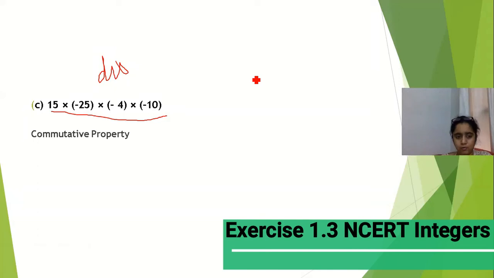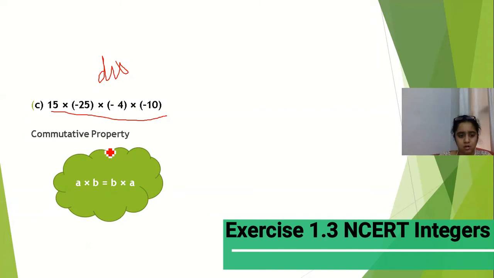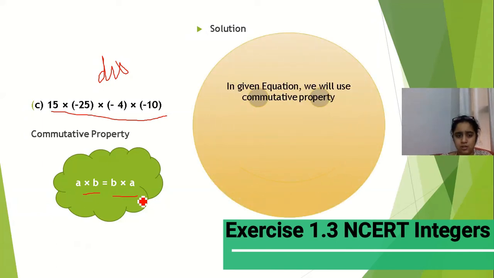So what we have to do in this, we can shift these numbers with each other by using the commutative property. My commutative property is that a multiplied by b equals b multiplied by a, which I have told you just now in the last part of this question. So our solution is, we will write like this: in the given equation we will use the commutative property. We have to mention which property we are going to use. So I have just written down this question.